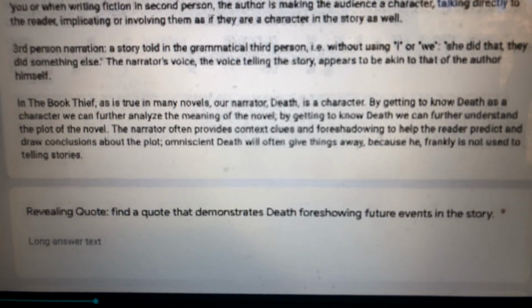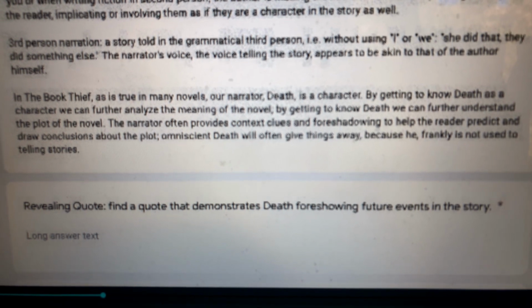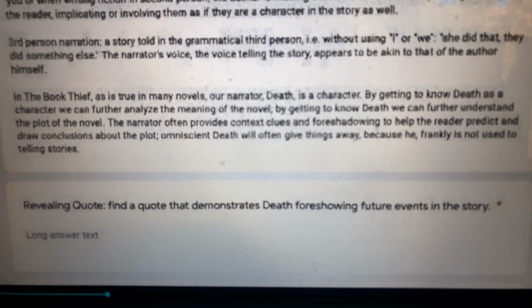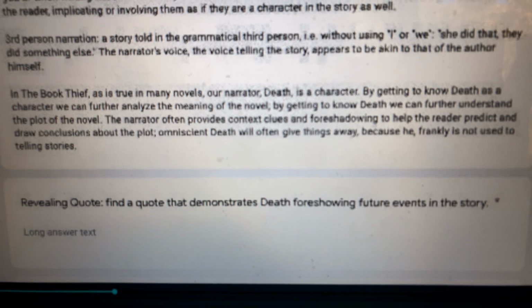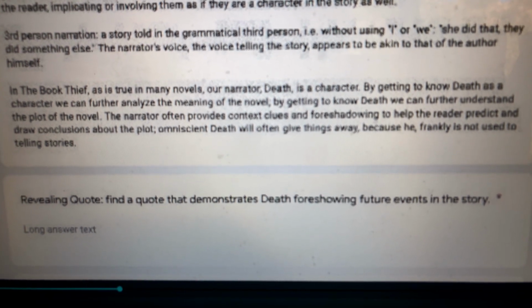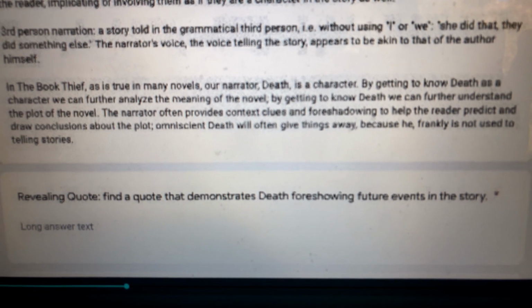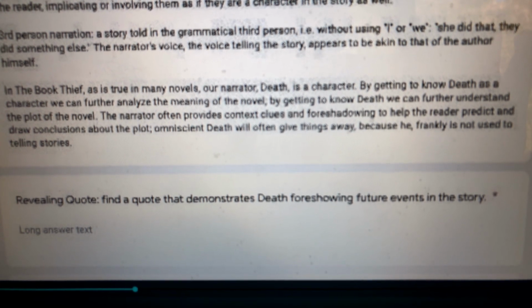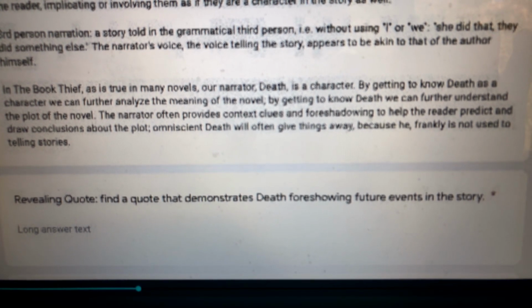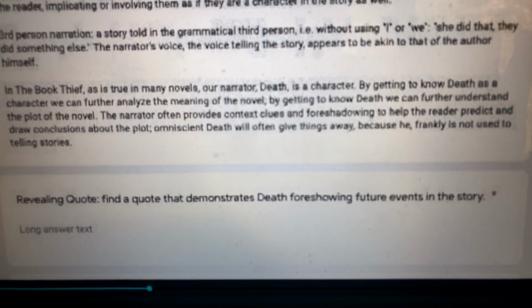In The Book Thief, as is true in many novels, our narrator, Death, is a character. By getting to know Death as a character, we can further analyze the meaning of the novel. By getting to know Death, we can further understand the plot of the novel. The narrator often provides context clues and foreshadowing to help the reader predict and draw conclusions about the plot. Omniscient Death will often give things away because he, frankly, is not used to telling stories.